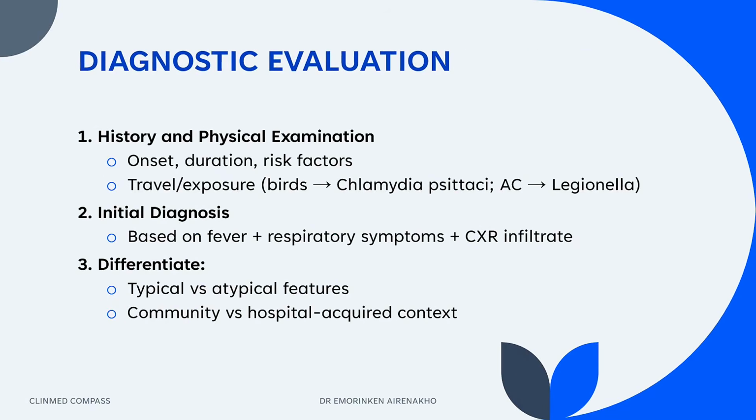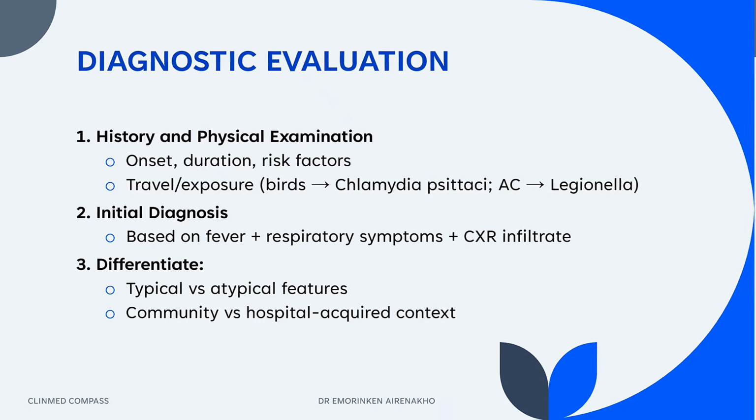Diagnosis starts with history and physical examination. Ask about travel, exposure to birds, AC units, comorbidities, and recent hospitalizations. The initial diagnosis rests on the classic triad of fever, respiratory symptoms, and new chest X-ray infiltrates. Then differentiate between typical versus atypical pneumonia, community versus hospital-acquired pneumonia. This shapes your entire management plan.